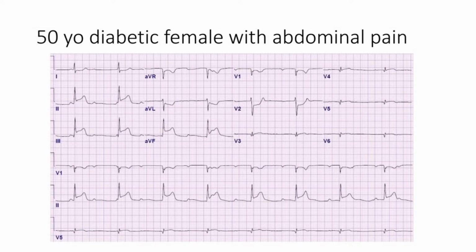So Widago, this 50-year-old female diabetic comes with abdominal pain. Looking at this ECG, straight away I see that it looks like a slow heart rate. That is one. And then we look at the other obvious abnormalities that I can see. But then I'll look at the P waves, and I think I can see some P waves in V1.